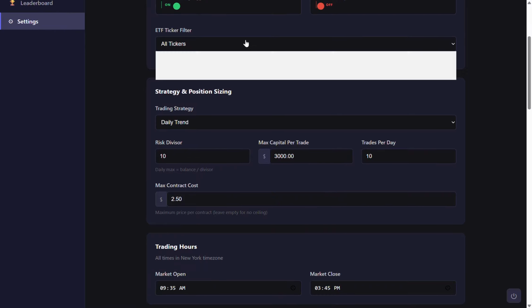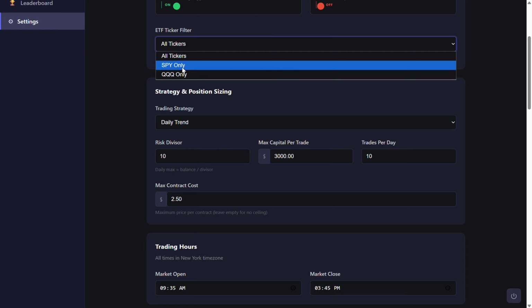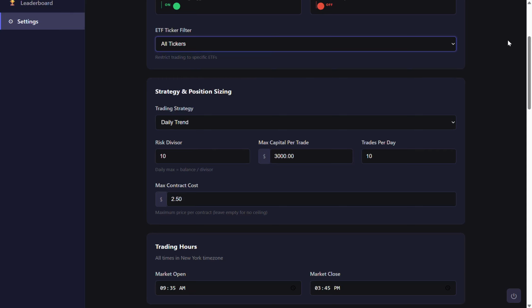We have different tickers that we currently trade the options for. So we have QQQ, we have SPY, or you can do both. This will let you select that. Okay.